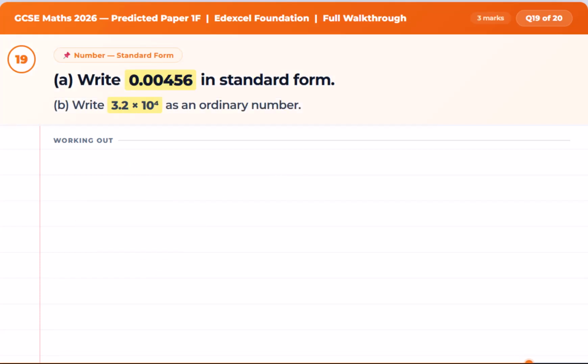Part A. Write 0.00456 in standard form. Part B. Write 3.2 times 10 to the power 4 as an ordinary number.